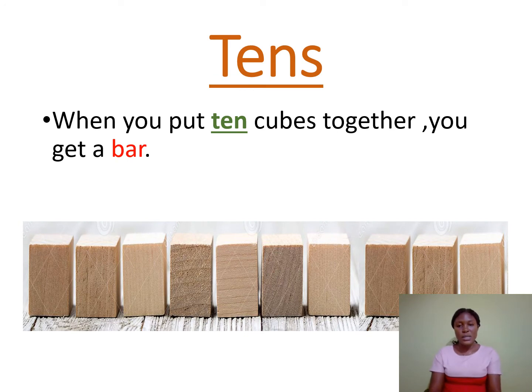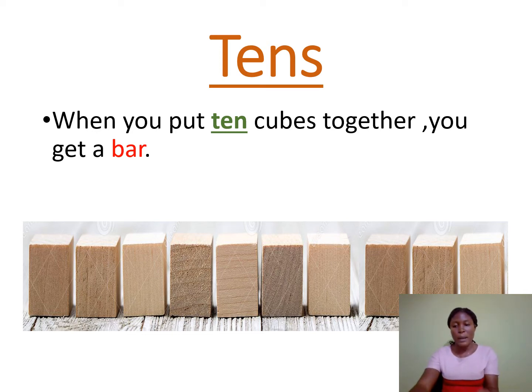Now we move on to tens. When you put 10 cubes together, you get a bar. Previously we learned that a single cube is called what? A unit. So if you put 10 of these cubes together, you get what we call a bar.